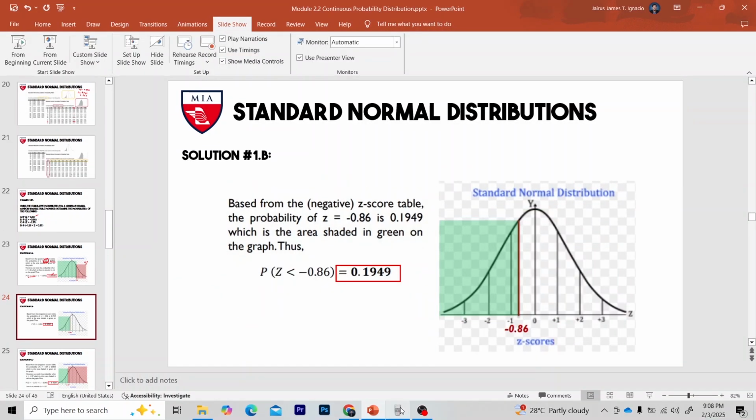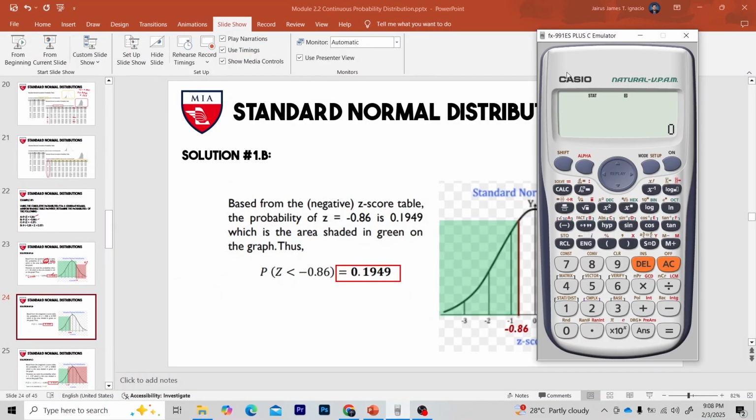Okay, so we have here our calculator. So we have shift 1, 5 for the distribution probability. We have negative 0.86. So we have 0.1949. Okay? So it depends on the table given. If there is a certain value, okay? So if there is no value given in the table, automatically use this type of method.